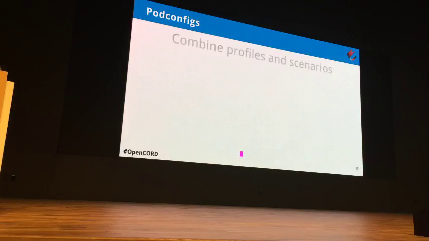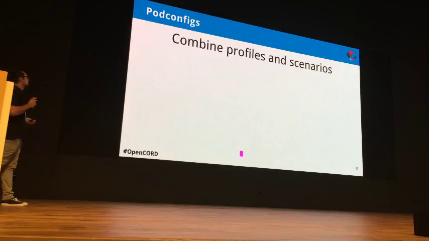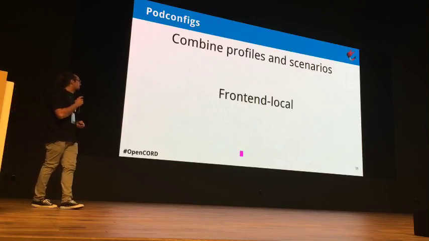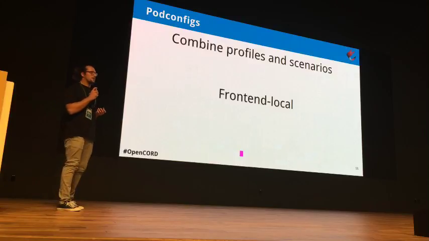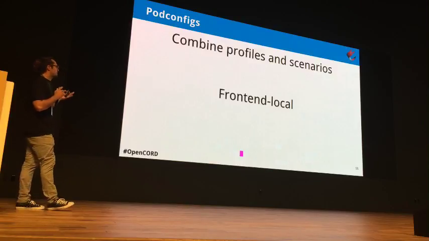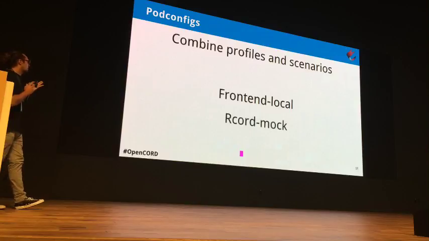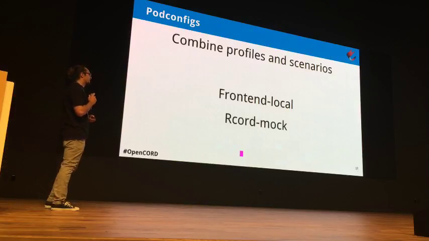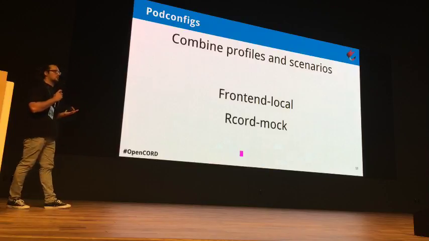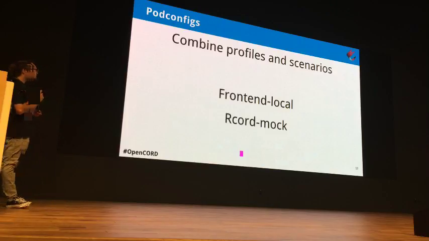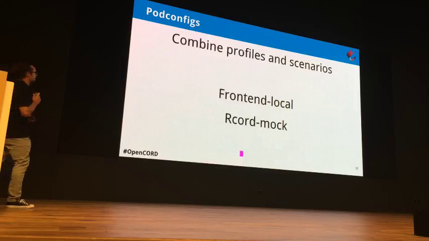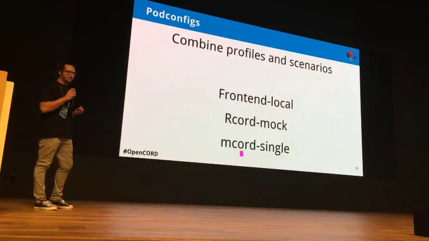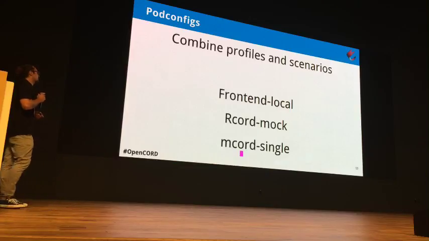We have pod configs that are a combination of the Cord profile and the scenario. For example, we can deploy a really minimal development environment, just the orchestrator on our computer, or we want to try out the R-Cord services without the backend to verify that the data model works and the synchronizers are here with what we have in mind. Or we can run M-Cord on a single server to have a smaller validation of what we are doing.